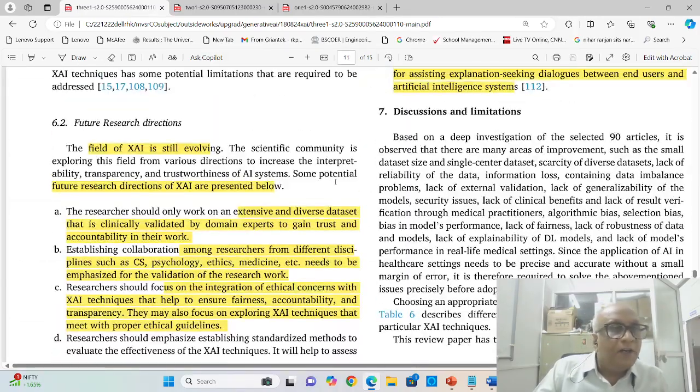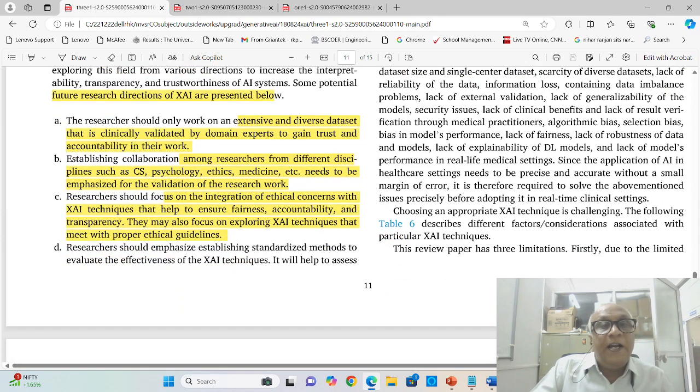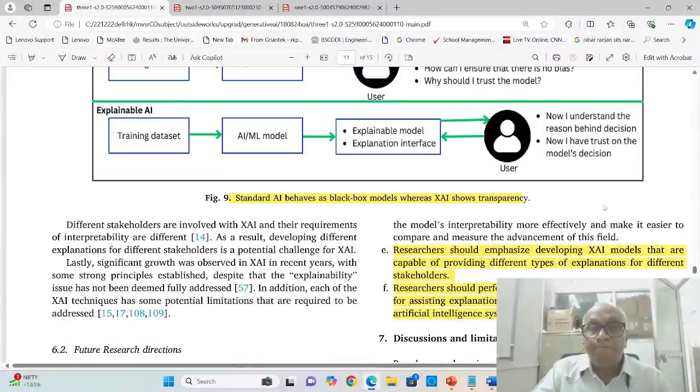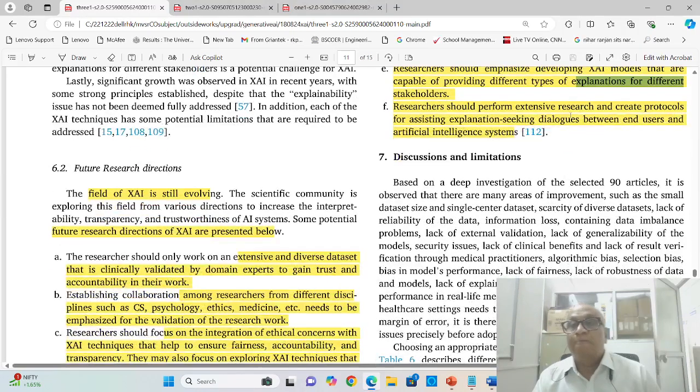So these are a few of the research directions. Identify one data set which is validated by domain experts and work in that area. Collaborate with different disciplines. Integrate ethical concerns. Different explanations for different stakeholders. Create protocols for assisting explanation-seeking dialogues between end users and artificial intelligence.